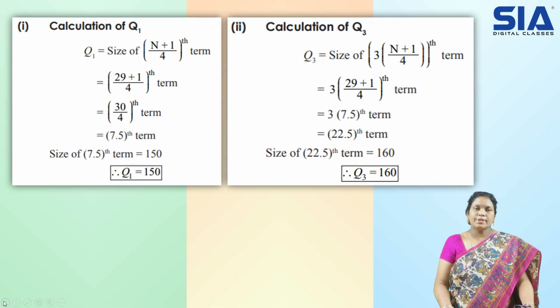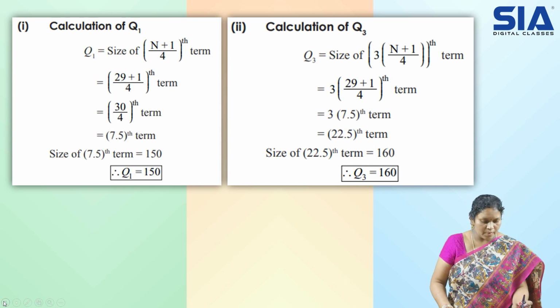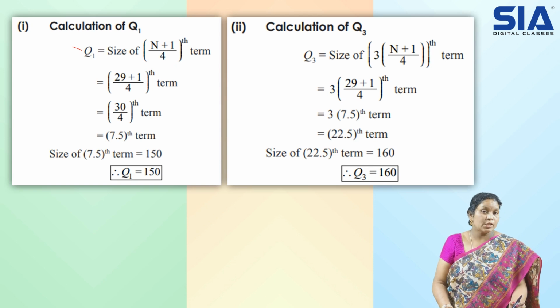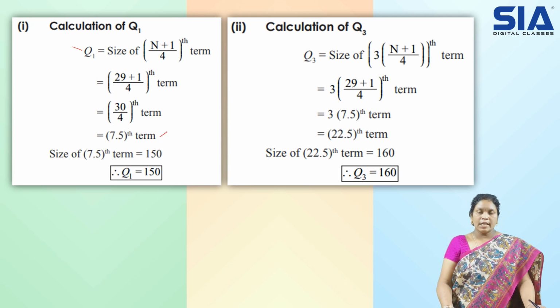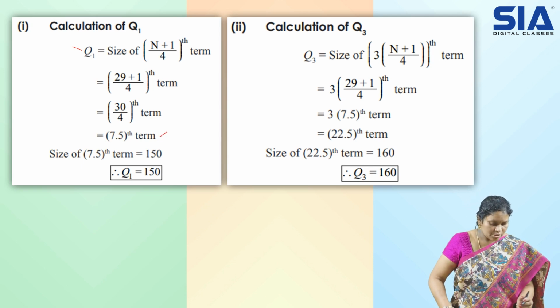Now next step, let us go for the formulas. Formulas are the same, right, for discrete and individual. So the same formula to obtain Q1, (n plus 1) by 4th term. Capital N is the total of frequency, that is 29. Just now we got 29 plus 1 by 4th term, that becomes your 7.5th term. Again we got a decimal, so you have to break the tie.